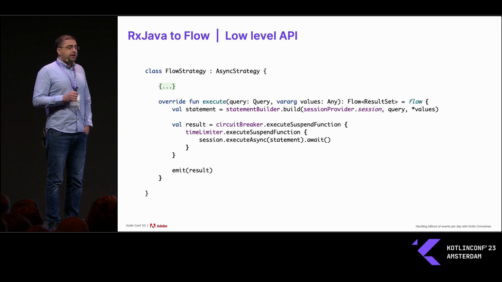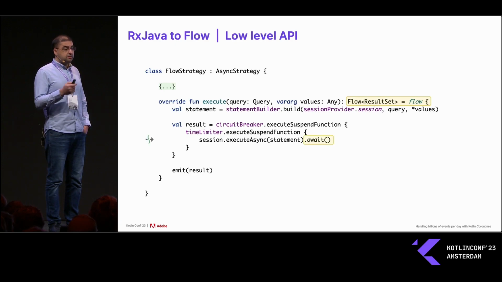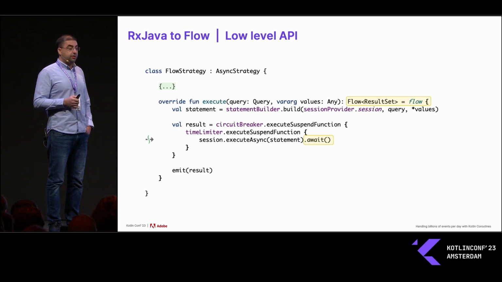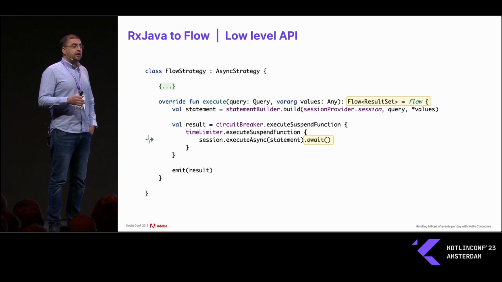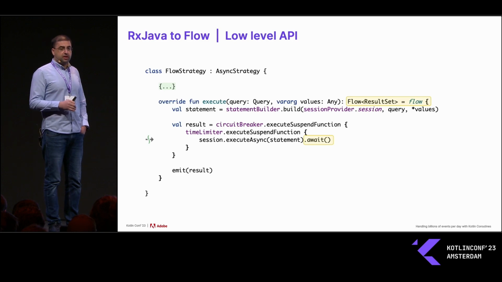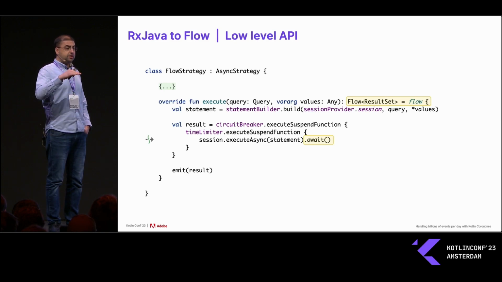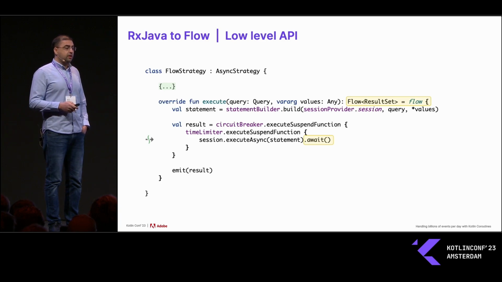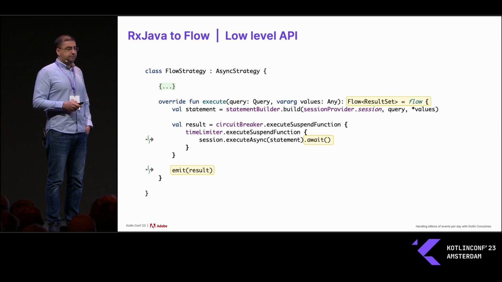This is the new query execution strategy that uses Kotlin Flow. As you can see from the signature, it clearly returns a flow of result sets now. It's no longer an Arix construct. And when the flow runs, we build that statement, and then asynchronously execute it via the Cassandra driver, and then we simply suspend this flow and resume when the result comes by. Notice how time limiter and circuit breaker are simply decorating this operation now. At the end, we finally emit our result.